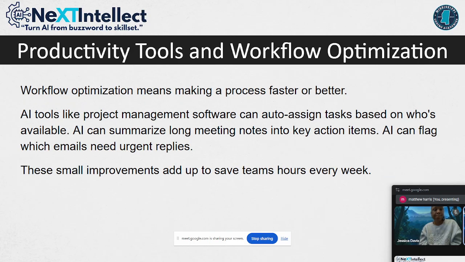Productivity tools and workflow optimization. There are AI tools specifically for it, where you're able to put in the things that you work on, the tasks in your personal life, sharing your calendar and your work life, and being able to optimize that. So it can auto-assign tasks based on who's available at a time, like in your work, and can summarize long meeting notes into key action items. That might be good when not everybody has to get on a call, and you want to make sure that they get the key points from it. AI can flag which emails need urgent replies. And these small improvements can add up to save teams hours every week.